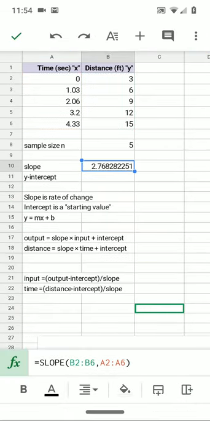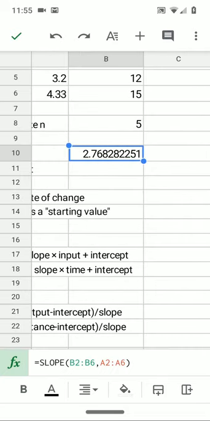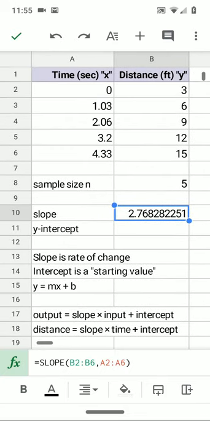And if I press the checkbox, I get the slope is indeed 2.76. So you can see that there. 2.768 and some more decimals. You could round that off if you wanted to. That's a format option. I'll leave it alone for right now. What that slope is telling us is that physically that marble was moving at 2.77 feet per second. Every second it was covering 2.77 feet.